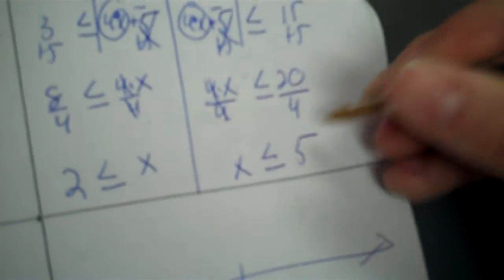So get rid of the plus 5. Plus 5, so 4 times x is 20. And we divide each side by a positive. So we have x and 5. So we have 2 and 5.